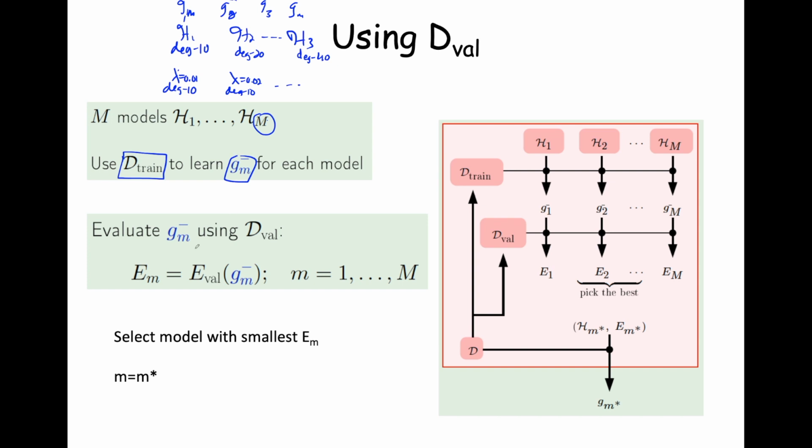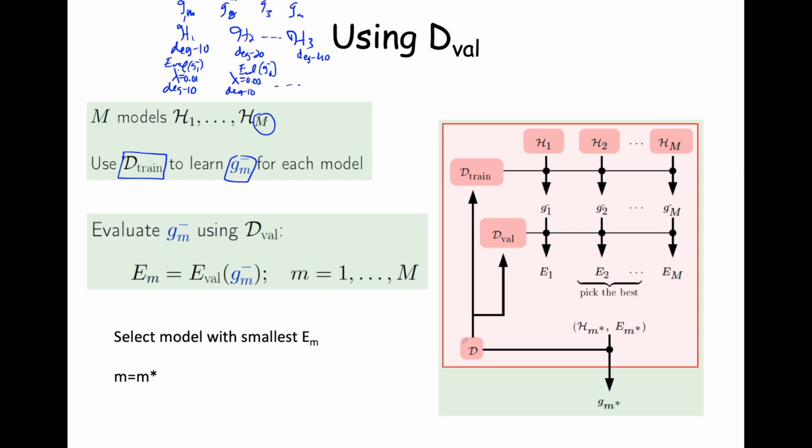And this is going to result in Eval, or validation error, for each one of these GMs. So we're going to have Eval for this one, G1 minus. We're going to have Eval for G2 minus, and so forth. And so here we have our schematic.